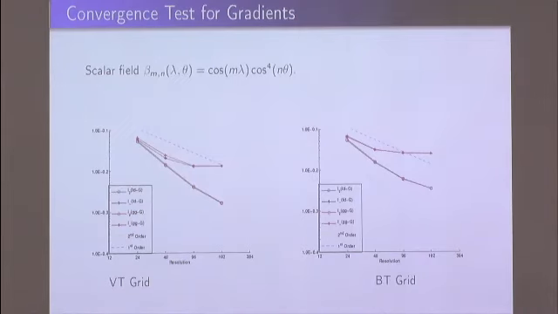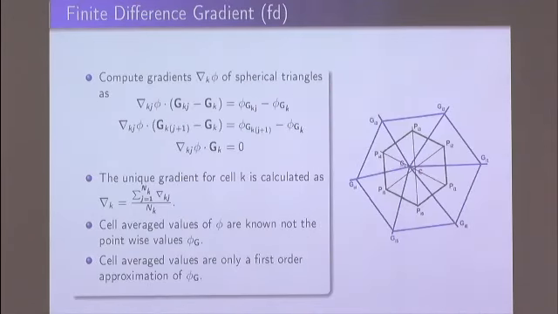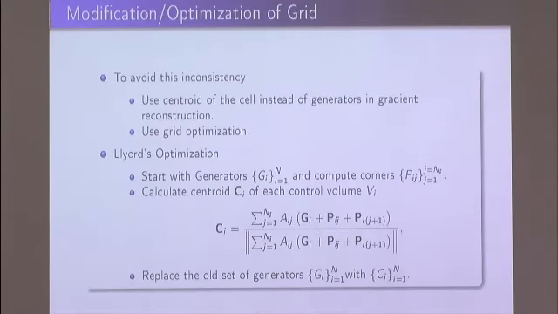This is because we are using it in the finite volume sense. So to avoid this inconsistency, we have two options. Either we can use the centroids of the control volume, which is our hexagon, instead of these generators to do all our calculations. Otherwise, we can simply use some grid optimization which will reduce the error. We have both options in our work, and we also use an optimization known as layout optimization.